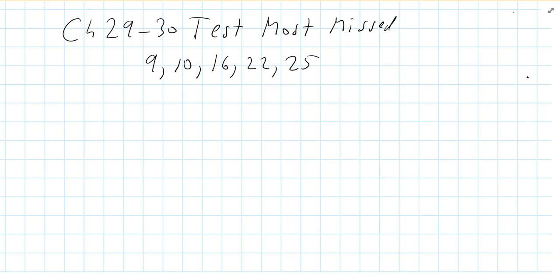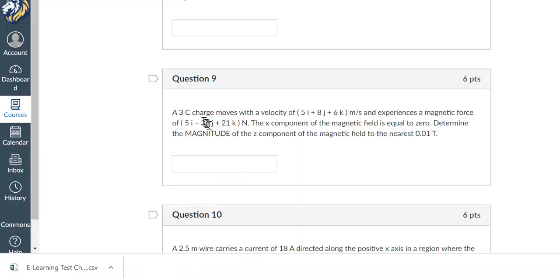All right, so I'll start with number 9. I've got the test up here, I'm doing a preview of it. For number 9, they give you a charge, Q. They give you a velocity in 3 dimensions, and they give you a magnetic force acting on this. They say the X component of the magnetic field is 0. Determine the magnitude of the Z component of the magnetic field.